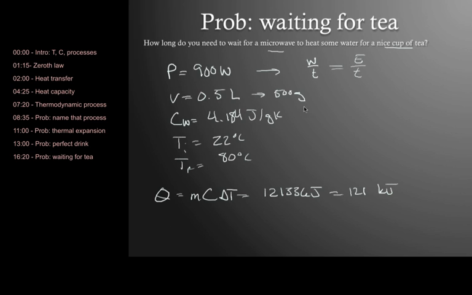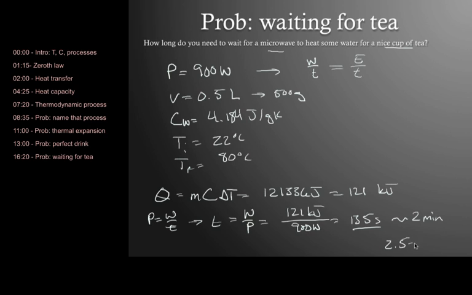So then what I'm really looking for is this time. P is work over time, and I'm solving for t, so that's work over the power, which is our 121 kilojoules over our 900 watts. When I plug this in, I'm going to get 135 seconds. So this is about 2 minutes, but a microwave isn't 100% perfect, so you can probably expect to wait about 2.5 to 3 minutes for your cup of tea.